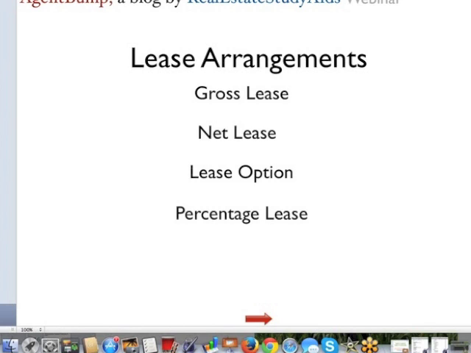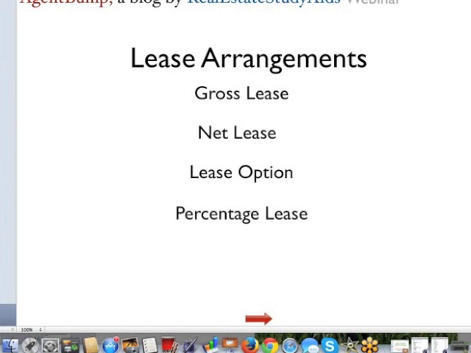Okay, so you have different lease arrangements. Gross lease, net lease, lease option, and percentage lease. What do you guys think these are? What do you think? I believe gross lease is when the tenant pays a fixed amount, like a flat rent. Would you say that's the one that's most normal for your standard lease? Yes, yes. If you did, you'd be correct.